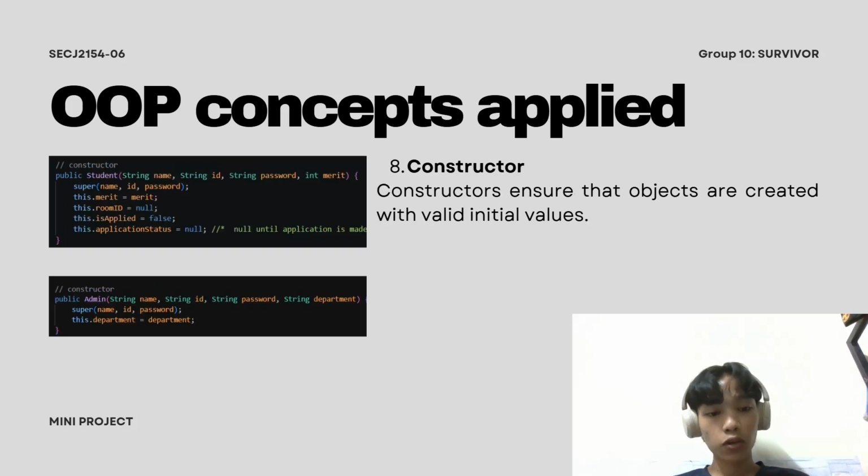And next is constructors. Whenever we create a new student or admin, we need to make sure that they start off with valid initial values. That's why here you will see that we use the super keyword to pull the details from the parent class, and then we set the specific attributes like the student's merit or the admin's department.